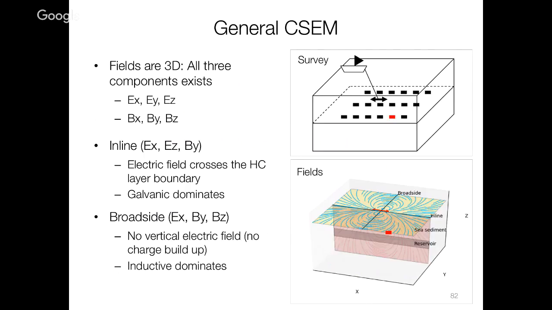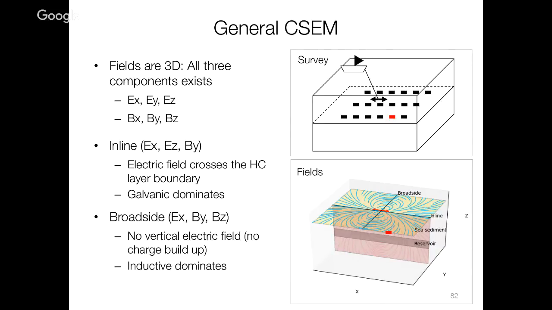And the electric field is actually going to cross the hydrocarbon boundary. Right? So the electric field is kind of going down and then up. So it's going to put charges on the top and the bottom boundary of that hydrocarbon. And that's why we saw that electric field go pointing vertically down.